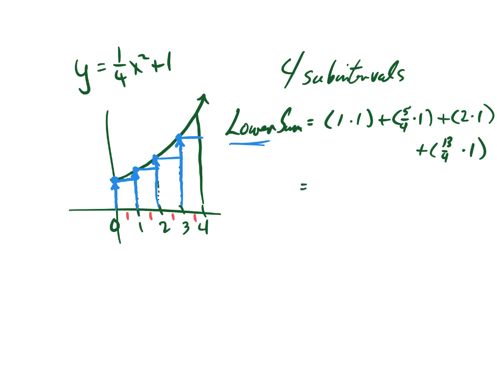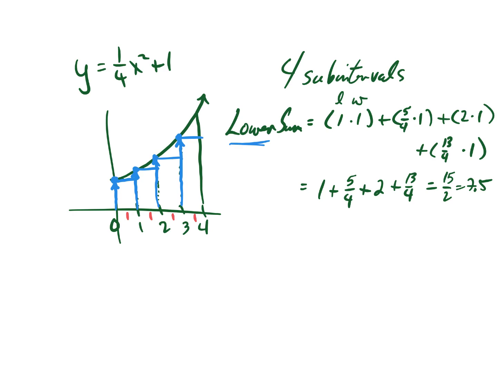Right? And what we're going to do is multiply all of the lengths times widths. So 1 times 1, 1 times 5/4, 2 times 1, and 13/4 times 1. And when we add all of those together, we get, I believe it's 15 halves, or if you prefer the decimal in this case, 7.5.